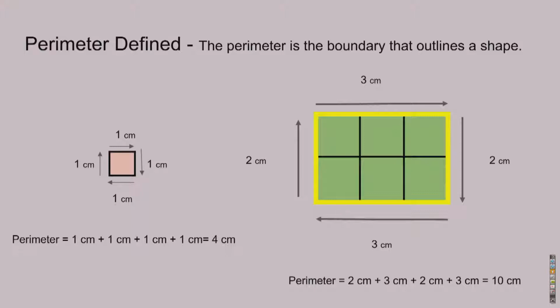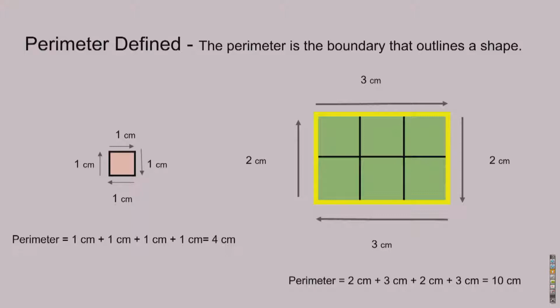So if an ant walked all the way around your garden, this is in centimeters, that would be the perimeter, right? Or maybe you could think of a fence along a boundary. So maybe the fence of your yard is also the perimeter of your yard.